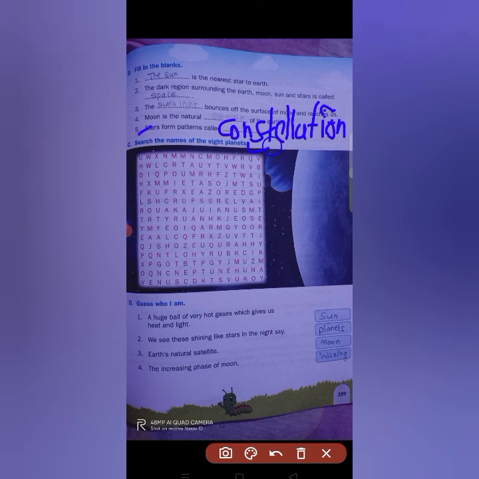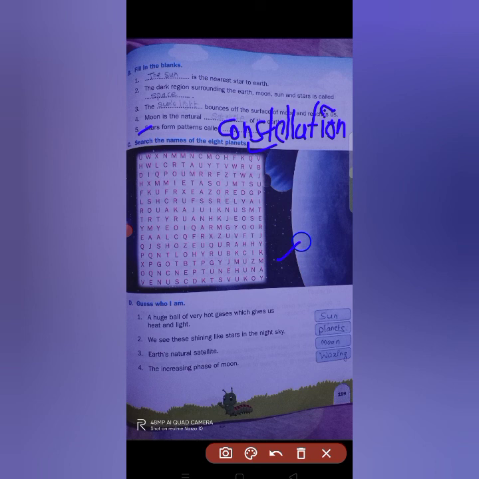Next we have to search the names of 8 planets. We have got 8 planets. What are those? They are Mercury, Venus, Earth, Mars, Jupiter, Saturn, Uranus, Neptune. In this puzzle, we have to search those names and circle them. For example, I am going to do one for you and the remaining planets you search by yourself.